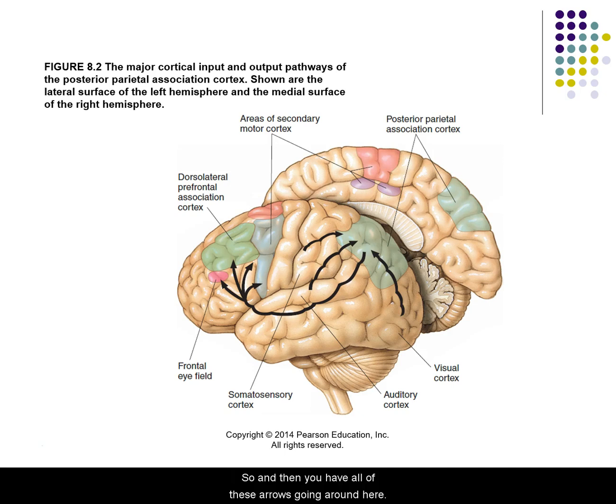So, and then you have all of these arrows going around here. So you have visual cortex, and visual information feeds into the posterior parietal. You have auditory information from the auditory cortex going in. You have somatosensory information going in, and then you have information coming out, which is going to areas of secondary motor cortex, dorsolateral prefrontal association cortex, and the frontal eye field. Okay, and that is that one arrow that leaves the greenish color in the posterior parietal region, and then it splits off 4 different ways in the frontal lobe. Okay.